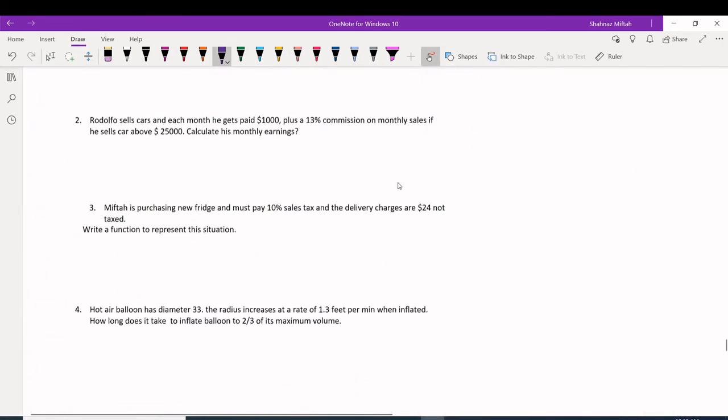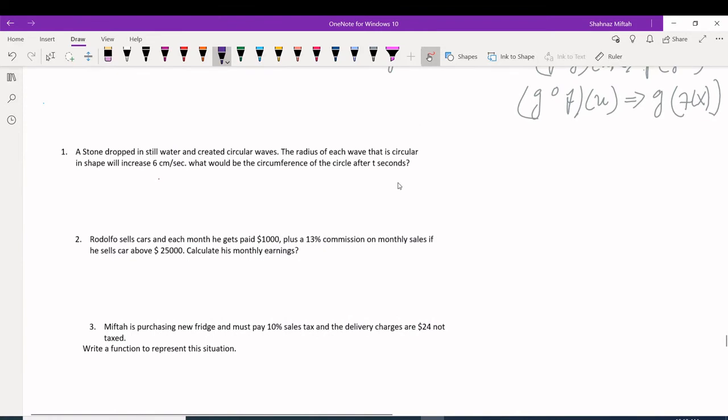Okay, let's go to the word problems. Question number 1 is right there. It says a stone dropped in still water created circular waves. The radius of each wave that is circular in shape will increase 6 centimeters per second. What would be the circumference of the circle after t seconds? Now, for word problems, an easy way is that I collect information and draw a diagram if I can. A stone dropped in water creates circular waves. These are my circular waves.